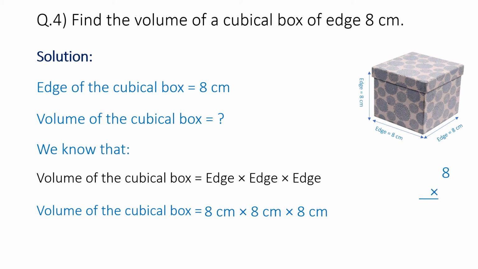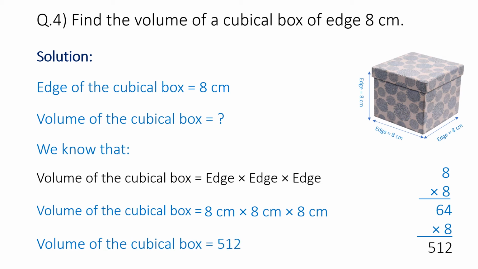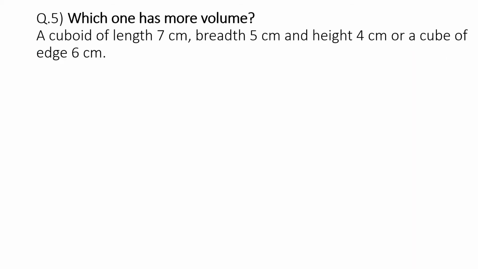Now do the multiplication. 8 8s are 64 and 64 8s are 512. So volume of the cubical box is equal to 512. But what about centimeter multiplied by centimeter multiplied by centimeter? Yes, it is cubic centimeter. So write down volume of the cubical box is equal to 512 cubic centimeter.